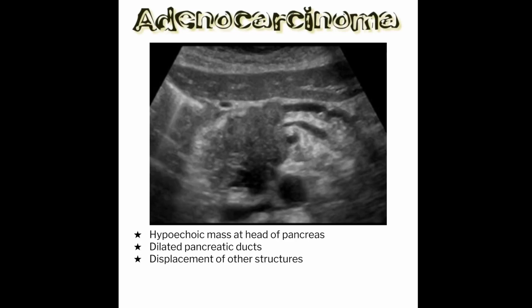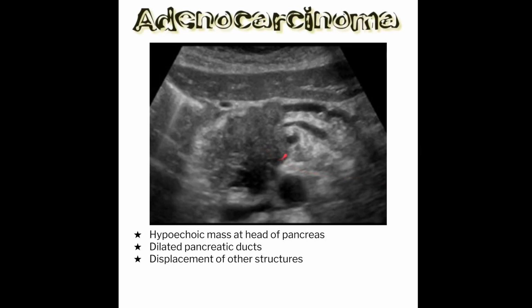On ultrasound, we are typically going to see a hypoechoic mass at the head of the pancreas. The head of the pancreas is the most common location for an adenocarcinoma to develop. Distal to the adenocarcinoma, then, we will see dilated pancreatic ducts, and we might note that other midline structures are displaced because of the pancreatic mass.